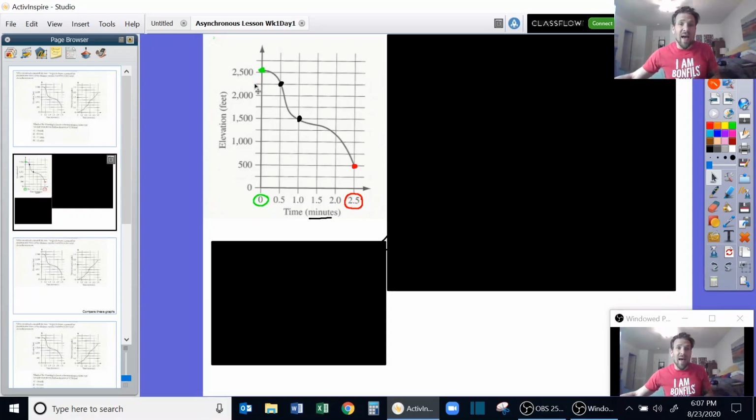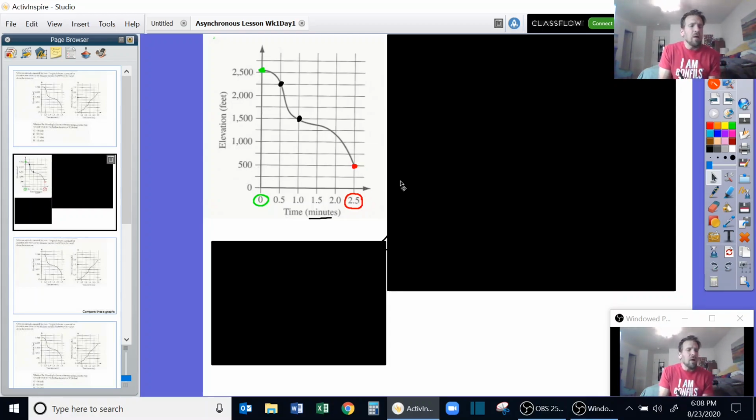Now, that's elevation, and we know that here in the Mile High City, we're at 5,280. So this is 2,500 feet above sea level. We're going to sketch that out in a couple of minutes to make that a little clearer. As time goes on, half a minute in, she's lower. And as time goes on, she's lower until 2.5 minutes after her start, she's at 500 feet above sea level.